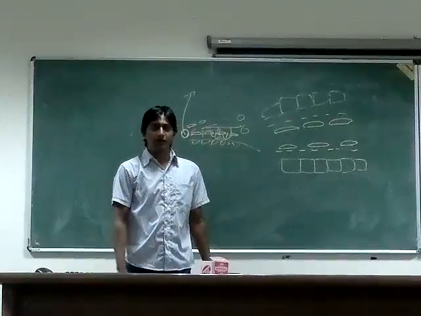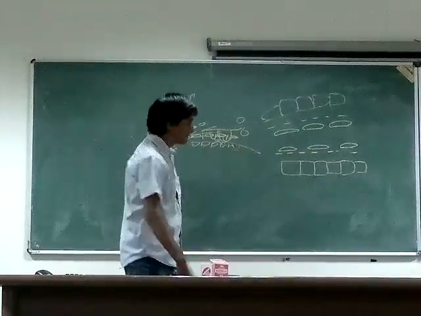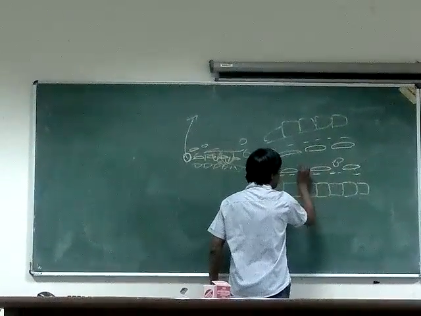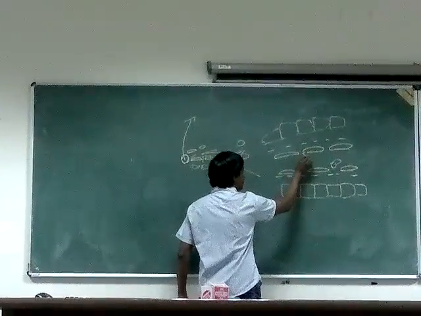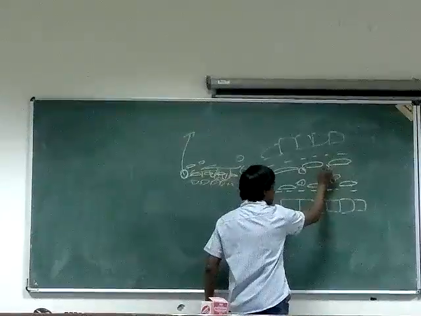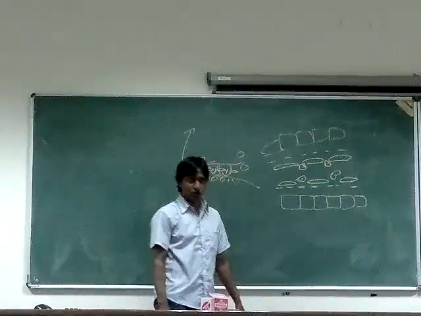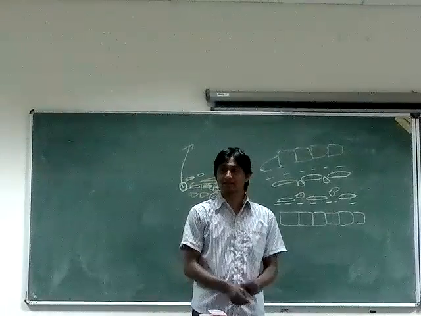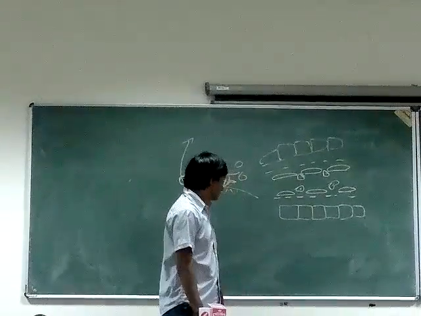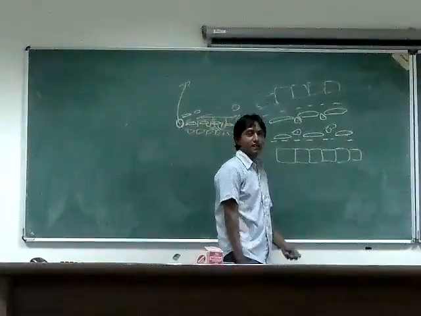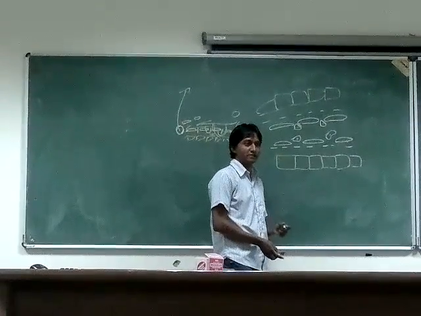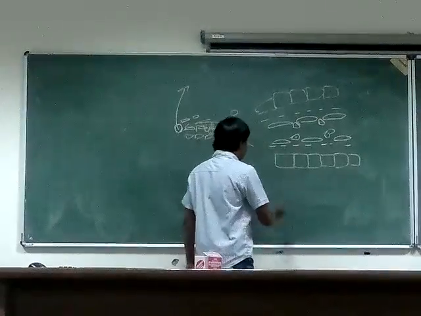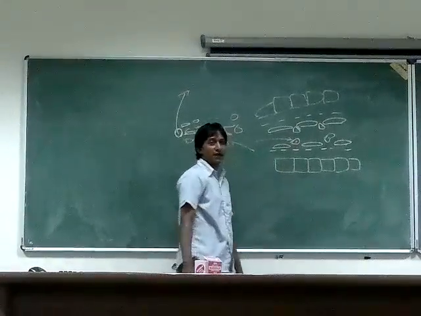One different kind of cell is present in the sinusoid. Anybody know? That is the Kupffer cell. It is derived from monocytes or macrophages, but it is fixed in the sinusoid, so you can call it a fixed macrophage.